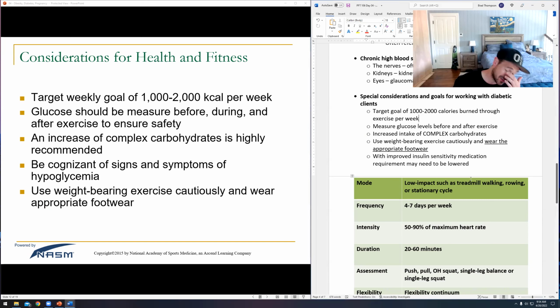So special considerations, if we've got a client who is diabetic, what adjustments are we going to make? Well, we're going to set a target goal of about 1,000 to 2,000 calories burned through exercise per week. So if you can actually track how many calories your client is burning, understanding what their body weight is and things like that, we want to burn somewhere between 1,000 and 2,000 calories worth of energy through exercise per week, right?